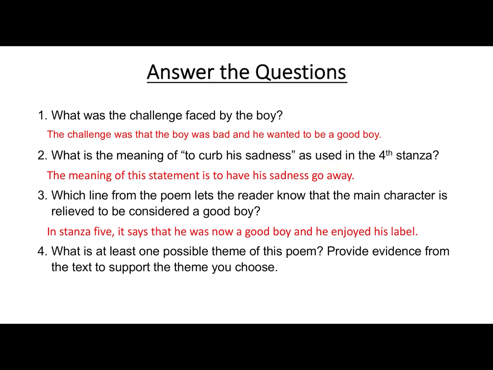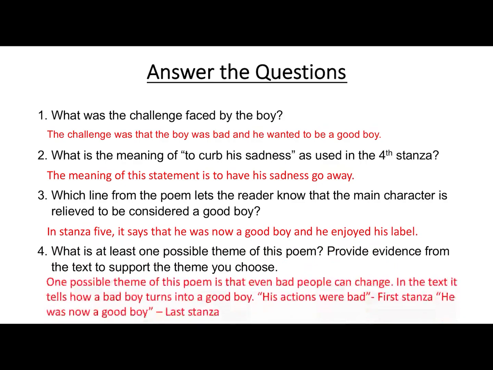Number 3 says, which line from the poem lets the reader know that the main character is relieved to be considered a good boy? In stanza 5, it says that he was now a good boy and he enjoyed his label, and we circled that. What is at least one possible theme of this poem? Provide evidence from the text to support the theme you choose. Well, one possible theme is that even bad people can change. In the text, it tells how a bad boy turns into a good boy. And the proof here is his actions were bad from the first stanza, and he was now a good boy from the last stanza.